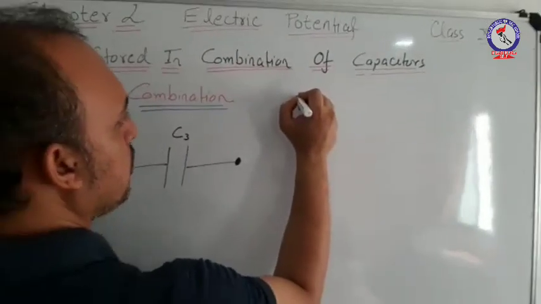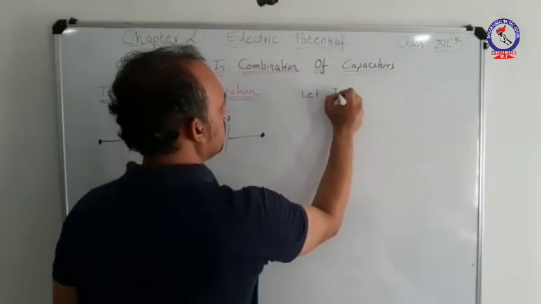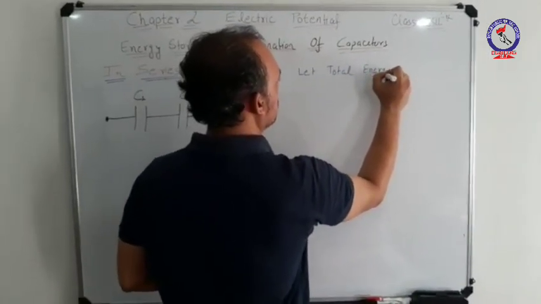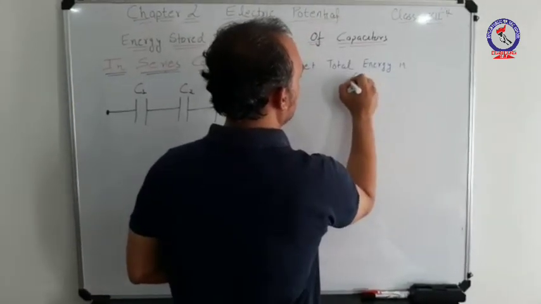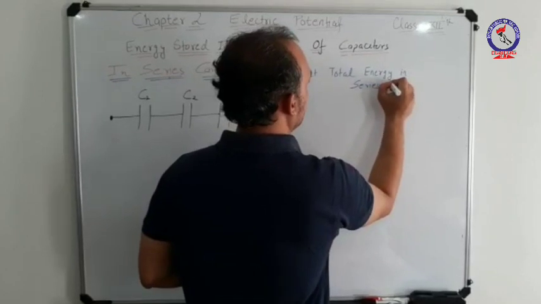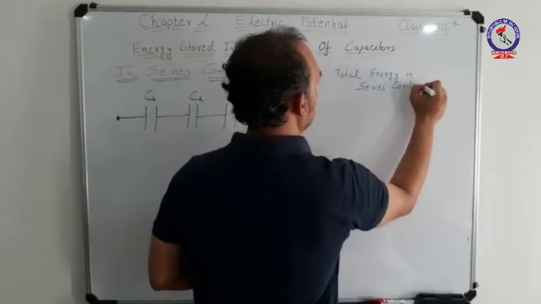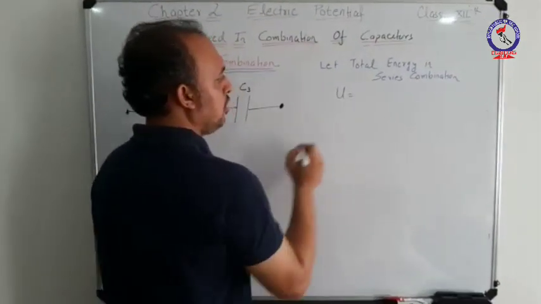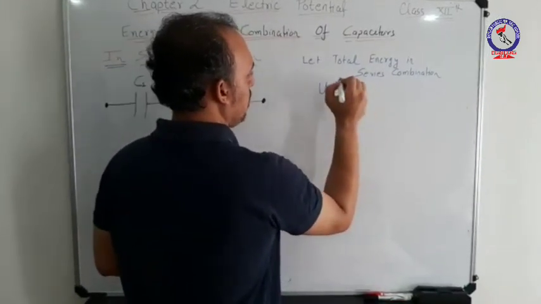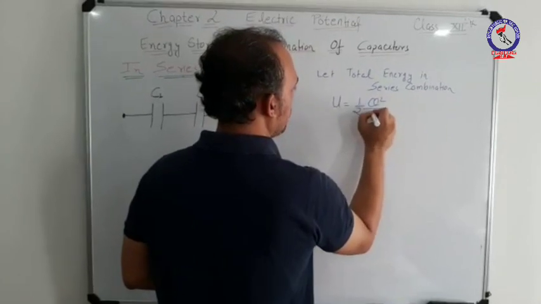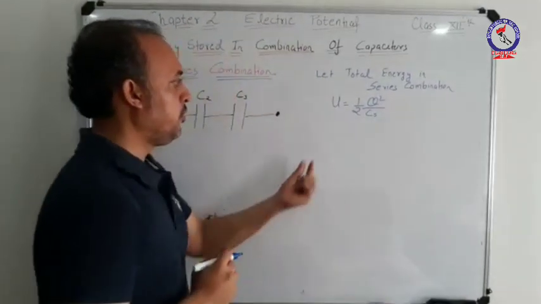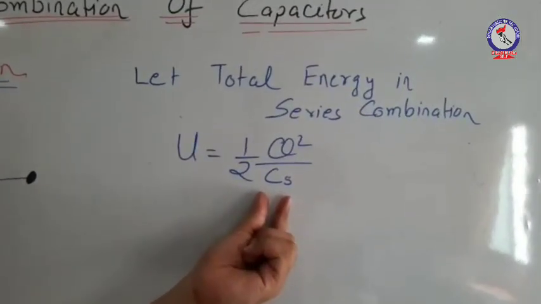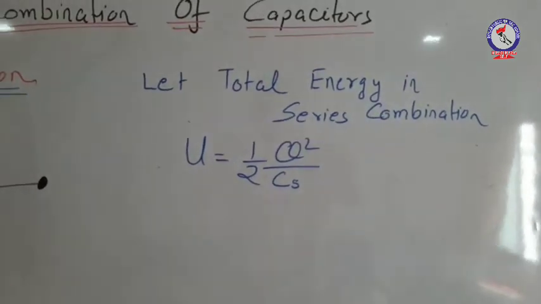Let us suppose total energy in series combination is represented by U, which is expressed as 1 upon 2 Q square by CS, where this CS, or you can say 1 upon CS, represents the equivalent capacitance of the capacitors connected in series.